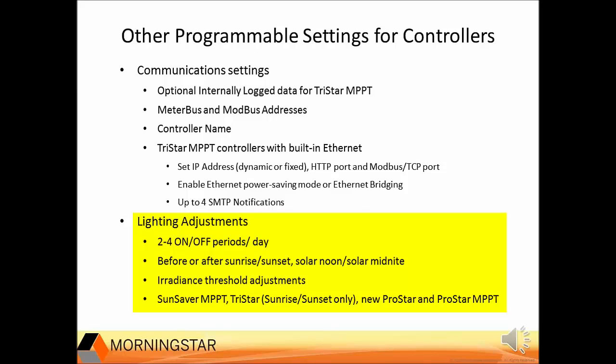That would not be for the TriStar, but for the Sunsaver MPPT and the upcoming ProStar MPPT will have solar noon and solar midnight lighting adjustments. That's halfway between dawn and dusk. And it determines these timings based on the voltage to determine sunrise and sunset, and then halfway between the two is solar noon and solar midnight. And then the determination on voltage is based on irradiance threshold adjustments. The Sunsaver MPPT, TriStar, and the new ProStar and ProStar MPPT will have lighting adjustments available.